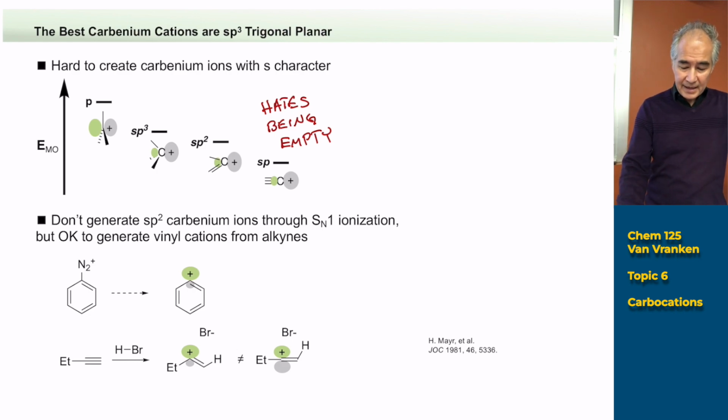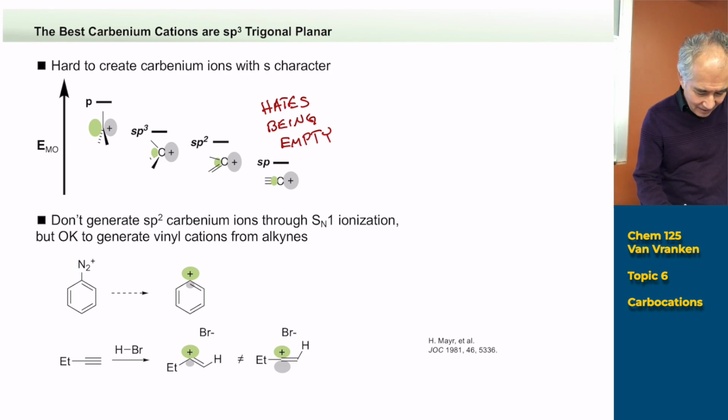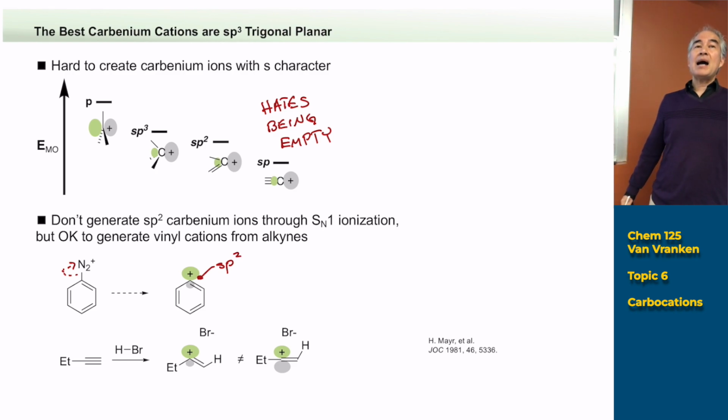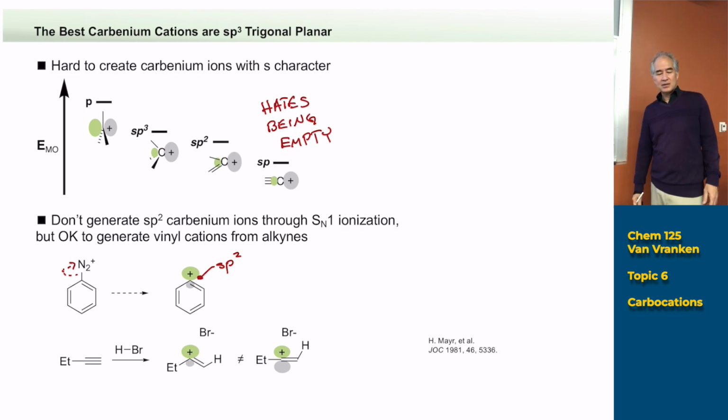So if I give you something like this diazonium ion, this arene diazonium ion, don't do this. Well, I'm trying to draw dashed lines. It's not working very well. I'm saying don't do this. That's crazy. Because if you do that, you're going to be stuck with an sp2 hybridized carbenium ion. Right? You don't want sp2 hybridized carbenium ions. You want p hybridized carbenium ions.